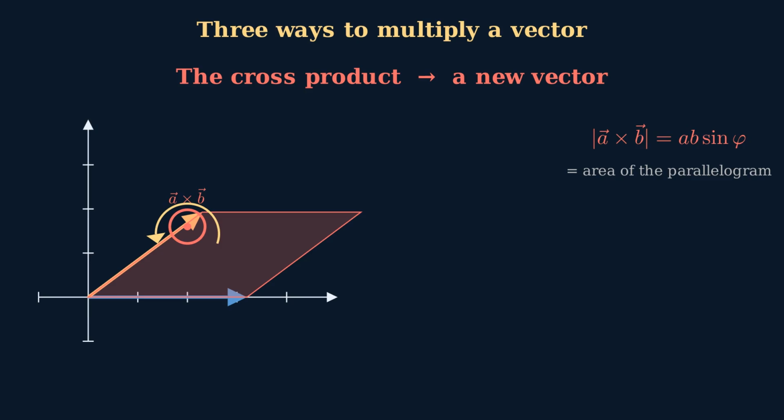This circle with a dot means it's pointing out toward you. Because the curl has a handedness, order matters here. B cross A points the opposite way, it's the negative of A cross B. You'll meet this product as torque, the twisting effect of a force, in chapter 11.